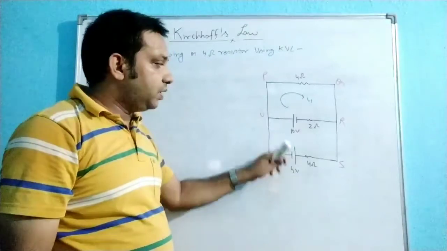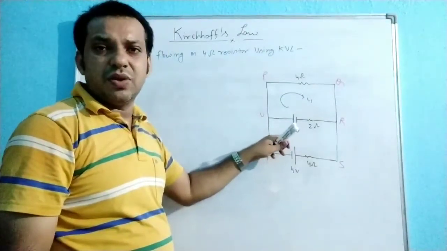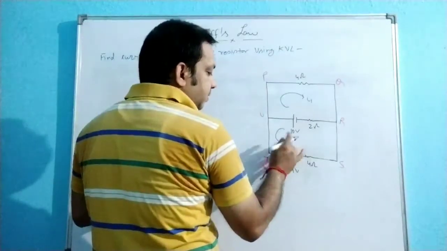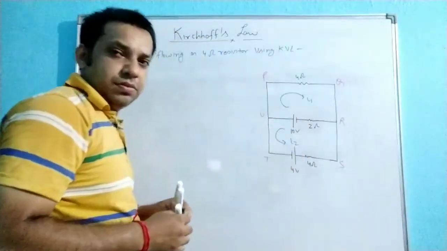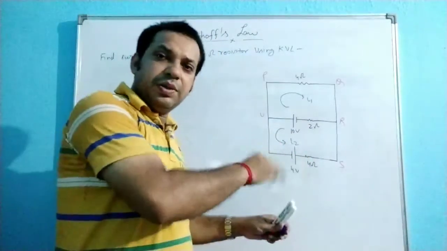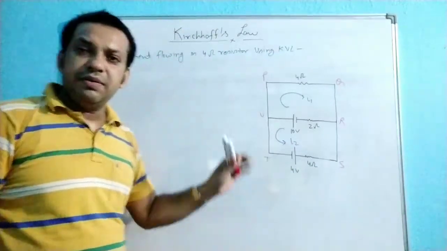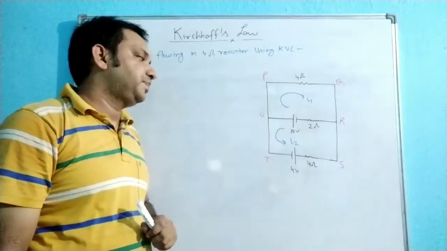Second, this is the 4 volt and this is the 10 volt. In these two cells, I think the 10 volt is dominating. So I am taking the direction like this, and it is I2. Again the same thing, if it is wrong, the mathematics will automatically correct the answer. So the second step is to assume the mesh current. Right? I have already assumed the currents.